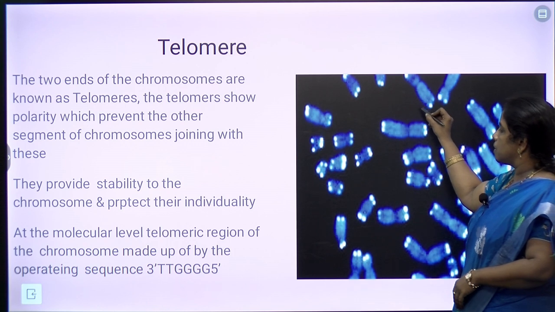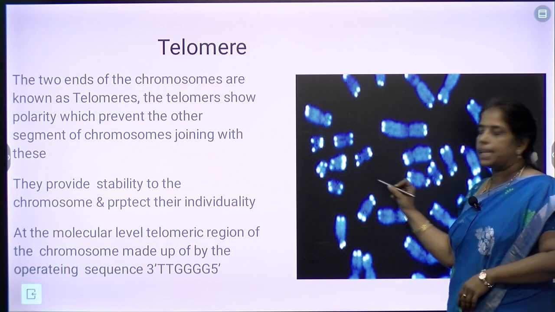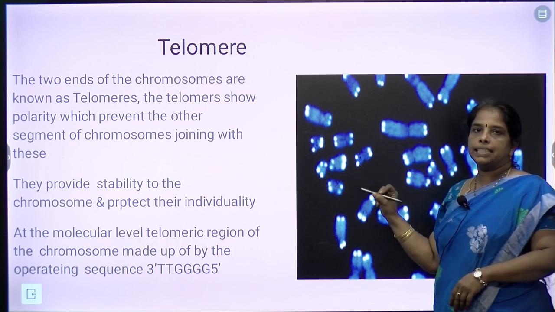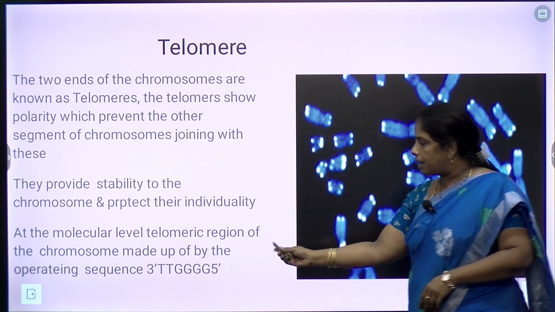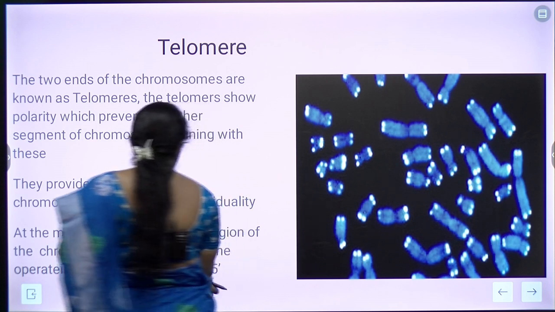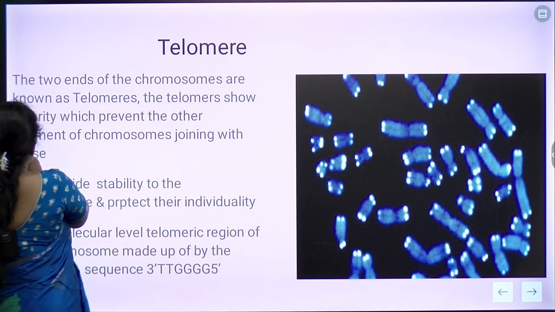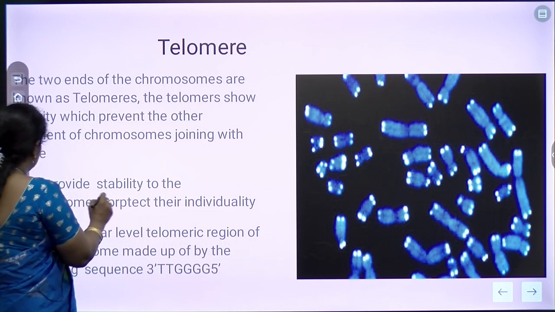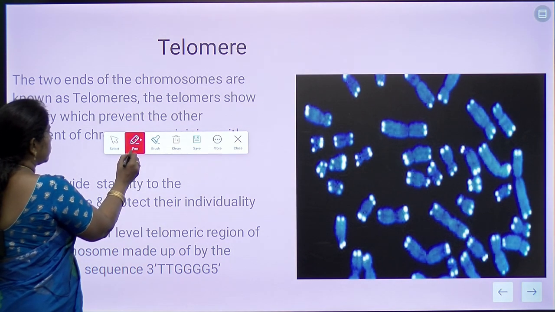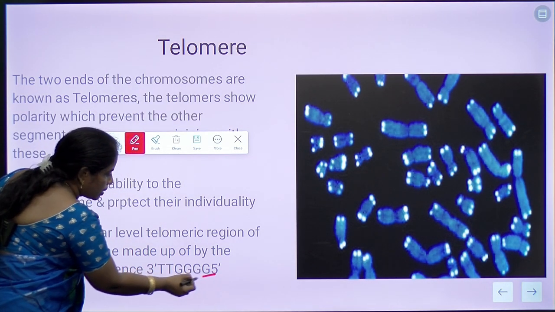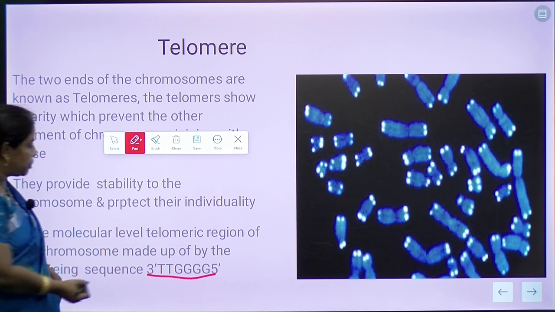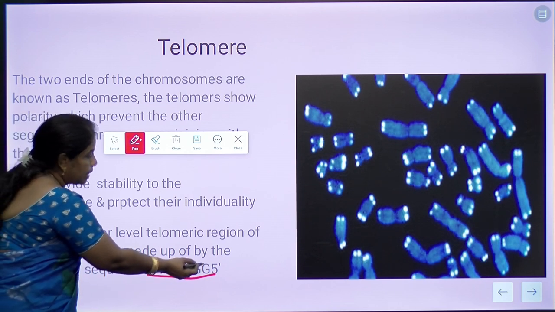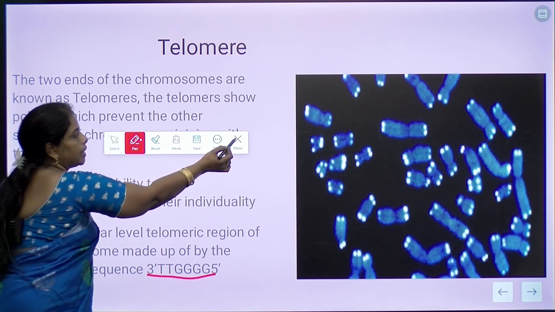At the molecular level, the telomeric region of the chromosome is made up of the sequence 3' TTGG 5'. This is the molecular sequence of the telomeric chromosome region, in the 3' to 5' direction, that is seen in the telomeres.